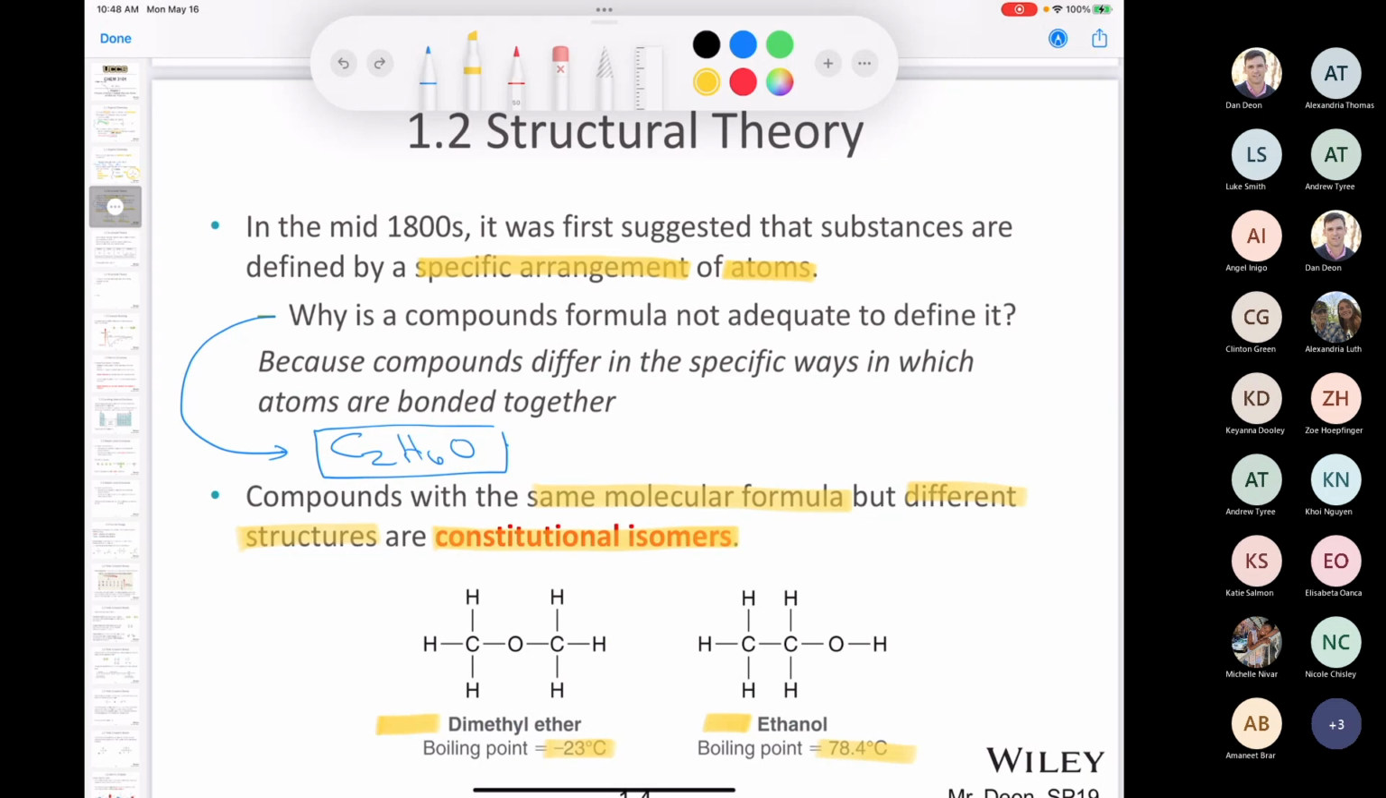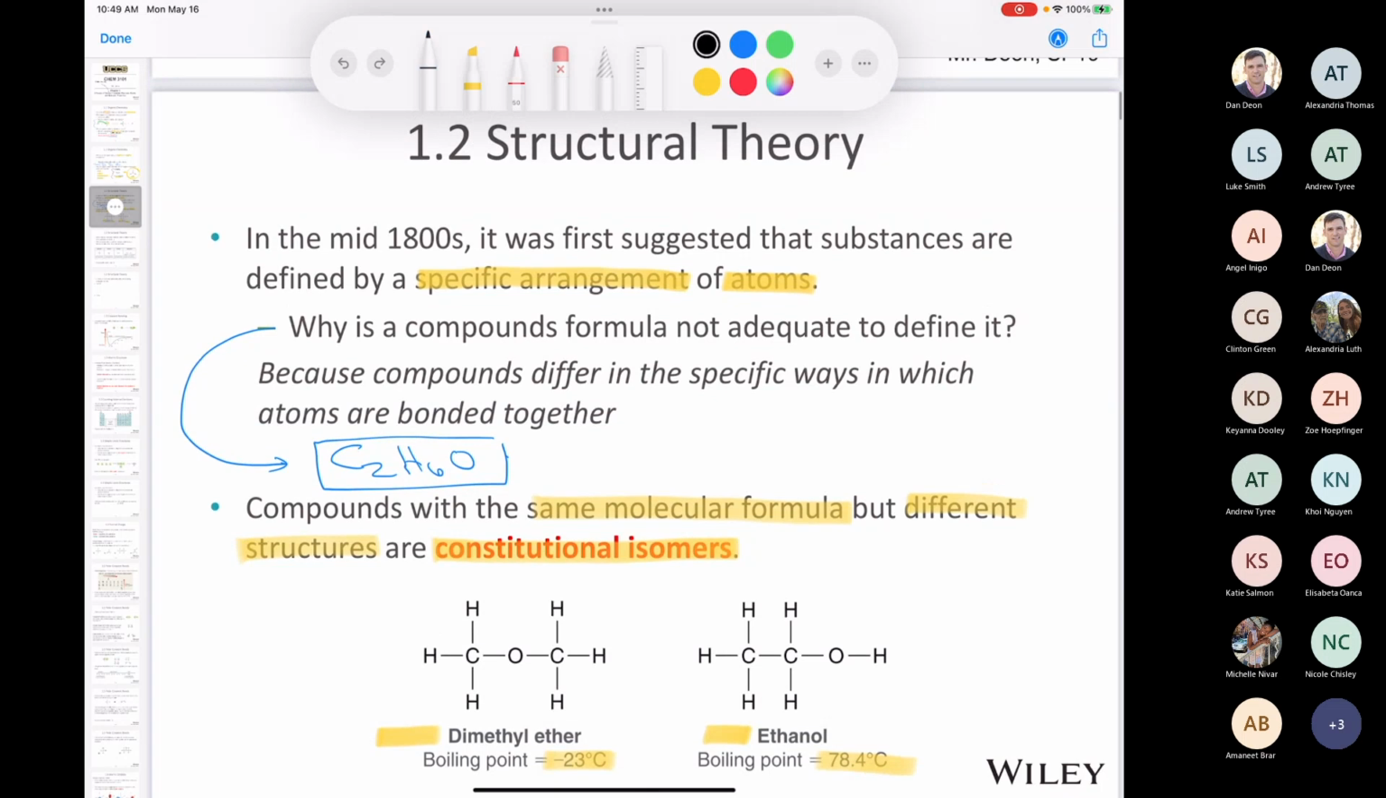So the idea of this slide is that we have constitutional isomers, compounds with the same molecular formula, but different structures. I'll give you another example. If anybody here has studied biology before, and I'm going to assume that many of you have, you might have seen this before, C6H12O6. Could anybody tell me what that formula is oftentimes used to represent? It's an organic compound. Glucose. Yeah, it would be glucose.